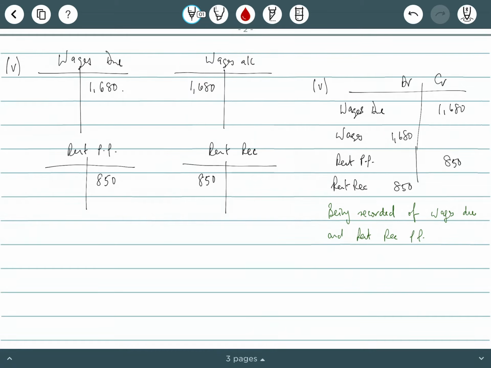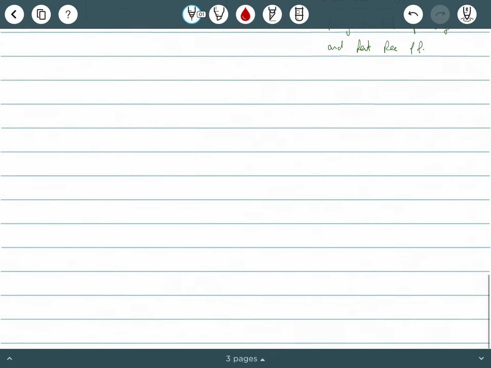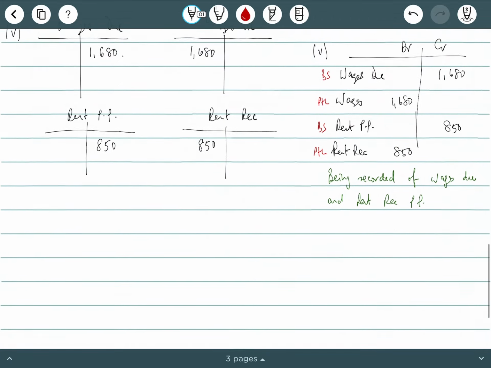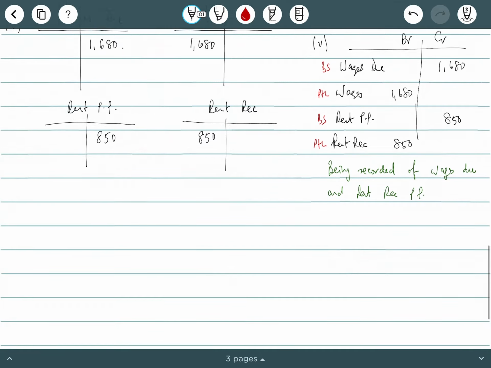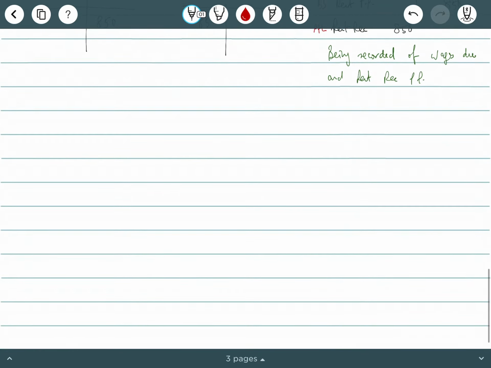Wages due is a balance sheet entry, wages is a P&L, rent prepaid is a balance sheet, and rent receivable is a P&L entry. And there are your workings done, gents. Now that is the general journal done also. Obviously lads, as I said at the start, you put all that general journal together. So now I'm going to show the suspense account, the B part of this question, is your suspense account.